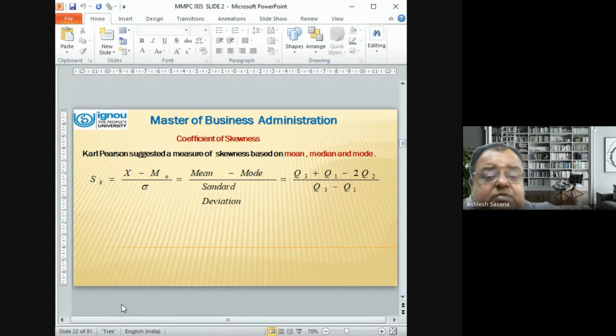And the third formula is in the form of quartiles: Q3 plus Q1 minus 2 times Q2 upon Q3 minus Q1. Depending upon what data we have, we can use the formula. We have a relation between mean, mode, median, and standard deviation, and we have a formula for quartiles also.